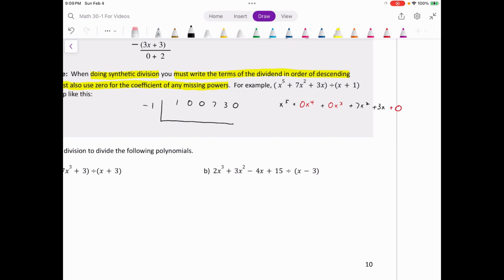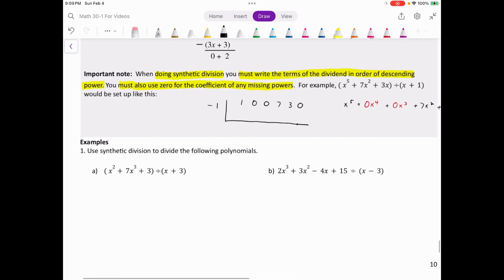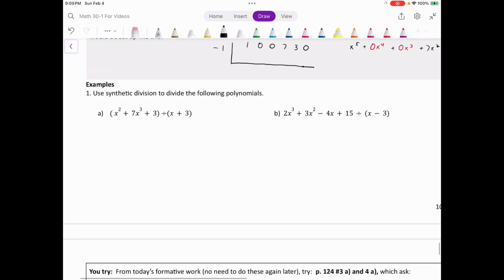We could now do synthetic division on that because now it knows that, all right, this is the constant. This is the x. This is the x squared. This is the x cubed. This is the x to the fourth. And this is the x to the fifth. So this is now set up to work correctly. Let's try this out with a couple examples. It's quite fun, actually. I like synthetic division.